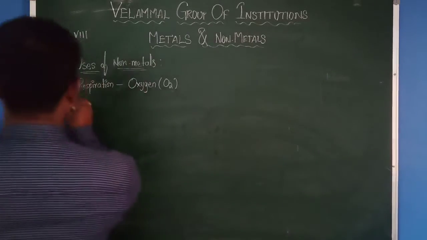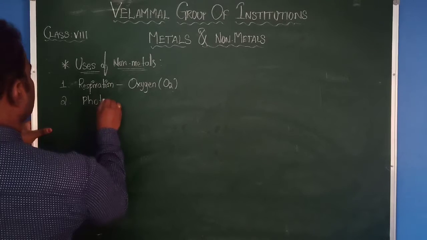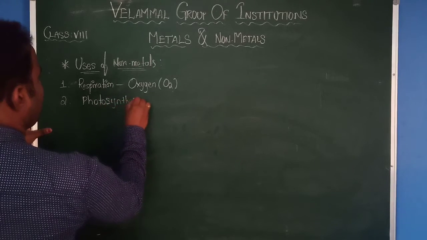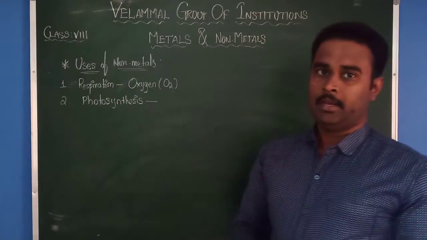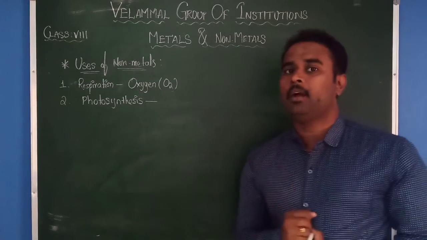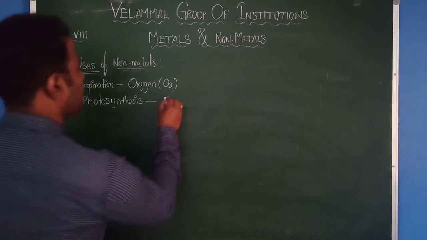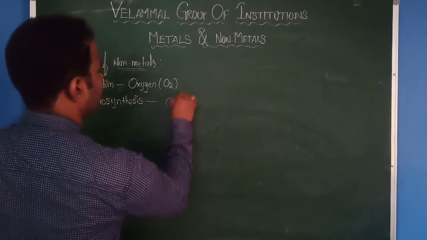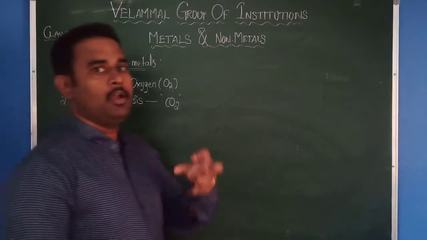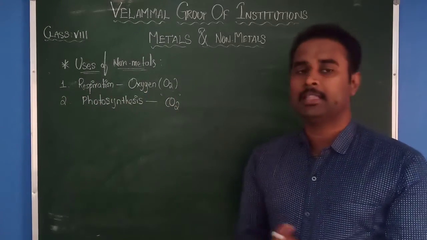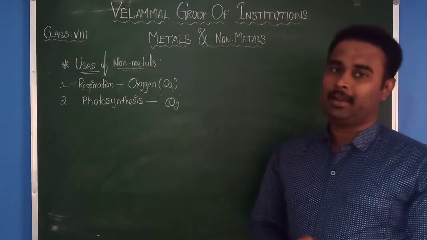The second one, photosynthesis. I think you already learned in your lower classes what is meant by photosynthesis. When you check the plants, they contain a green color compound. To prepare the compound, the plants compulsorily need one type of gas, that is carbon dioxide gas. This comes under a non-metal. Without carbon dioxide, plants cannot prepare a green color compound.